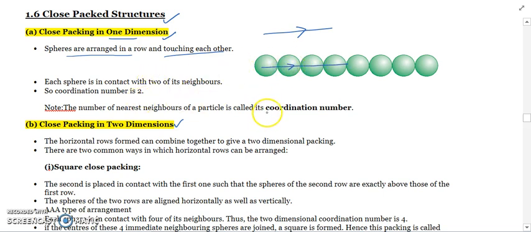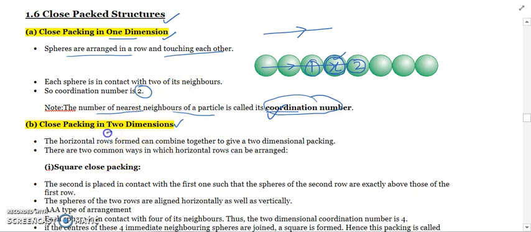Now, the important thing to learn is coordination number. What is a coordination number? Coordination number is the number of nearest neighbors of a particle. For example, take a sphere X. How many nearest neighbors does this sphere have? This 1 and 2. Therefore, coordination number is 2. In one dimension, coordination number is 2. Coordination number means the number of nearest spheres to a particular sphere. This is a particular sphere. How many nearest spheres are there? There is 1 and 2.